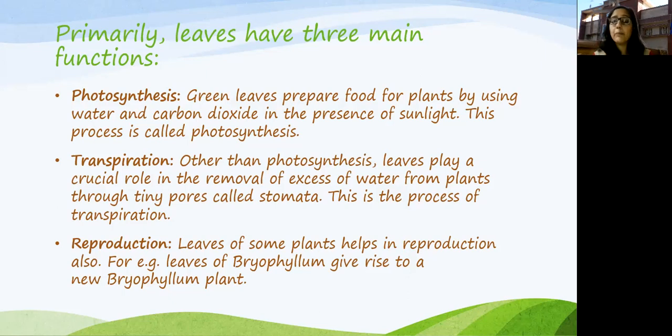Now the third main function of leaf. चलो, I hope these two are clear, photosynthesis and transpiration. So the third function of leaves is reproduction. Now reproduction, what do you understand by this? अभी हमने पढ़ा, reproduction is carried out by all the living organisms and it is the process in which the living organisms produce another living organism of their own kind. Okay, so here leaves of some plants help in reproduction also.